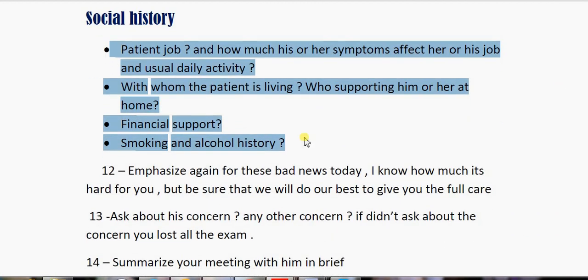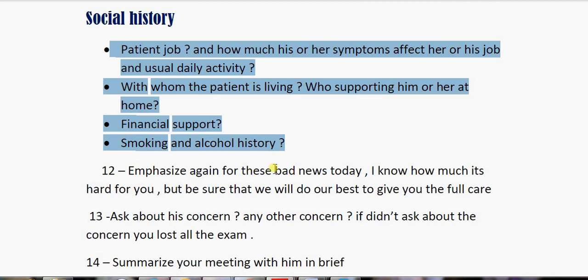Then empathize again. Why am I focusing on empathizing? Because most of the candidates deal with the patient like it is a mission, and they want to finish this mission as soon as possible. No, it is a matter of acting, and you have to empathize more and more, especially in the cases of counseling for chronic illness or breaking bad news in cancer, for example.